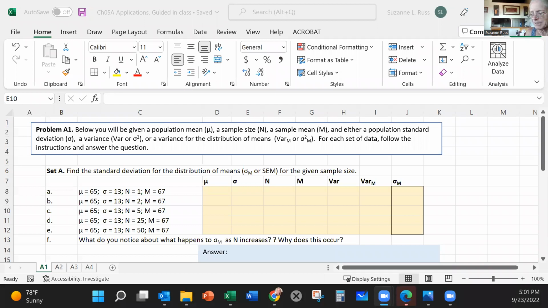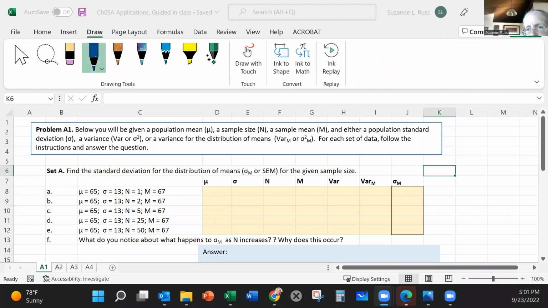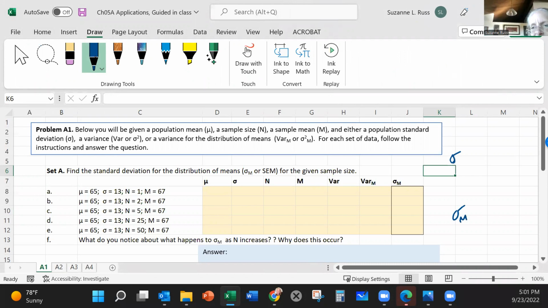So I'm going to begin by writing down the formulas for you so you remember them. We take this all step by step. So we know that when we have information about the standard deviation for the population, we have to make some adjustments in order to get to the standard deviation for the distribution of means. And the first thing we have to do is find the variance.